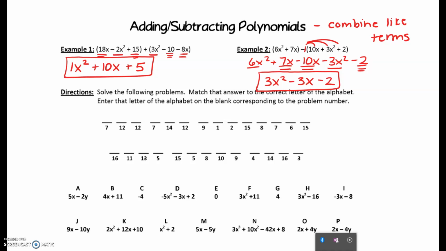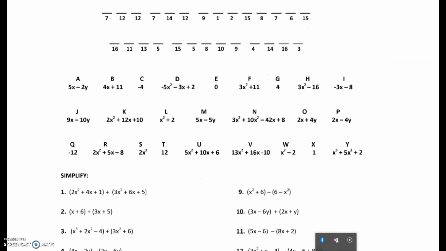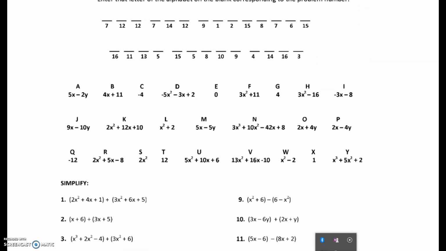Now, to finish off this worksheet, I would like you guys to work at the bottom of the page. It says solve the following problems, match that answer to the correct letter of the alphabet, and enter that letter on the blank corresponding to the problem. So if I look at question number 1, I see my x squareds, 2x squared and 3x squared. I'll get 5x squared. I see 4x and 6x, which would give me 10x. And I see 1 plus 5, which will give me a positive 6.